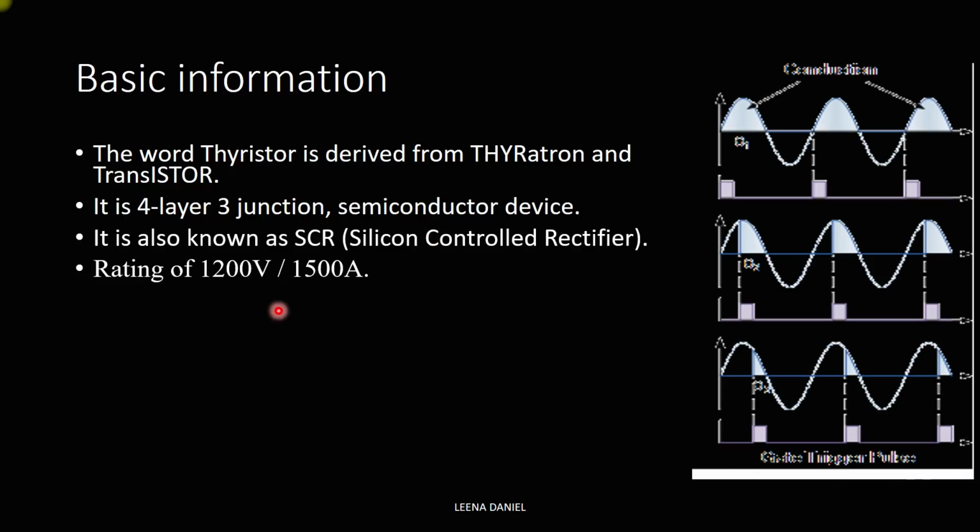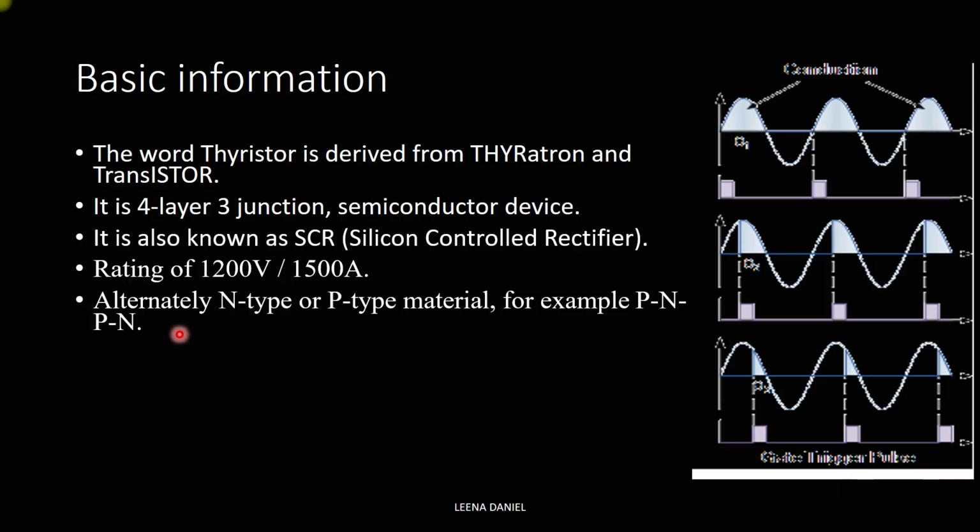Thyristor can handle very high voltage and high current through it. That's why it can be used in the transmission system, distribution system, and for large rectifier circuits and inverter circuits. And it is made of alternate n-type or p-type material, for example p and pn, we make the thyristor by using a combination of these.